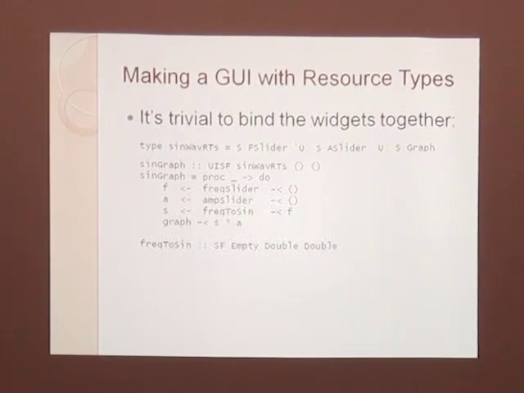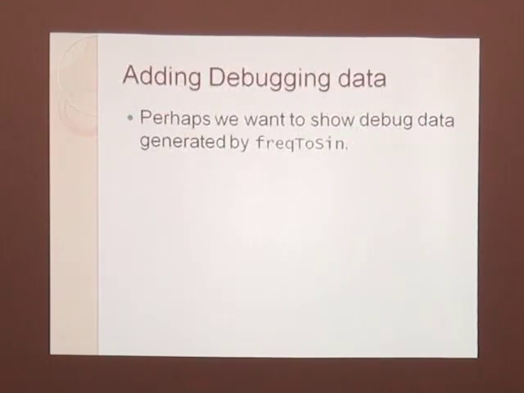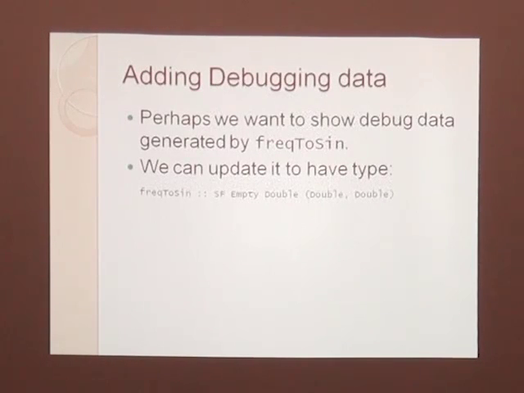You know exactly what you're touching. So it doesn't necessarily say I/O, but you do know that it's using 3 widgets. Oh yeah. So let's say we wanted to see some debug data. I didn't actually show you the internals of freq to sine, that little function. But if we had some debug data that we wanted to show, we would have to do something like this in a regular signal function.